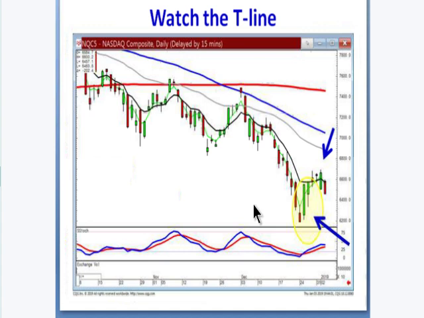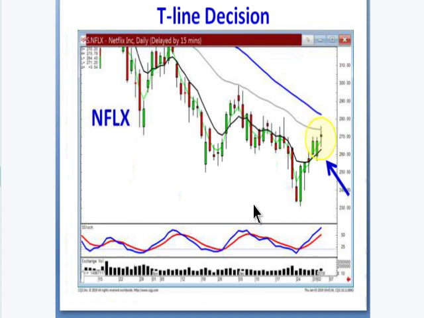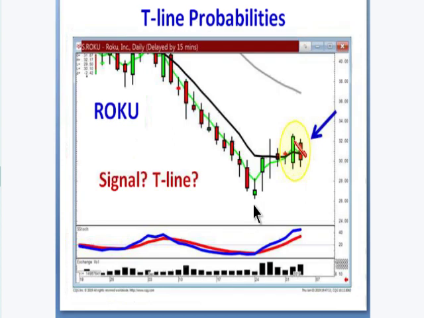So I had long positions on today. Netflix was up 4 points. And what was the criteria that kept me in this one today? Still trading above the T-line. However, I was also long Roku. But notice what Roku did. Did a bearish harami and a close below the T-line.